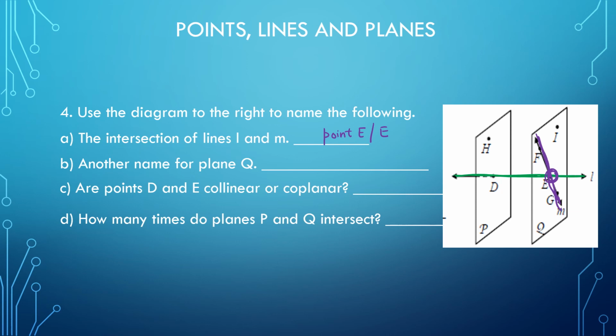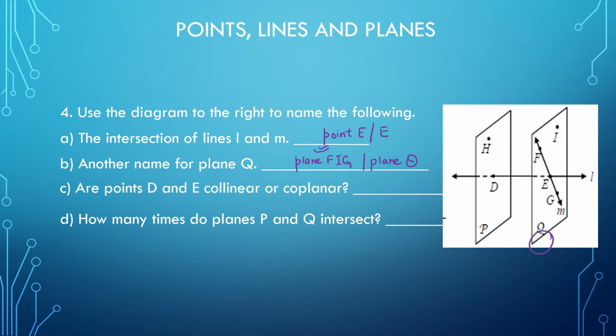You can use any 3 uppercase letters which are on the plane, but they must be non-collinear. So you can use the word plane and FIG, or you can use the word plane and this uppercase letter on the side, Q. Now for this one, you could have used any combination of uppercase letters as long as they're non-collinear.